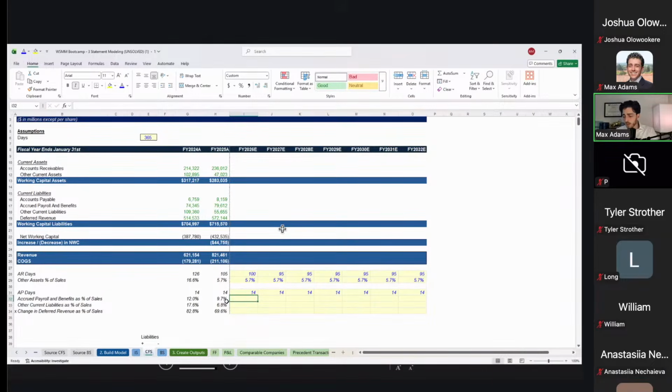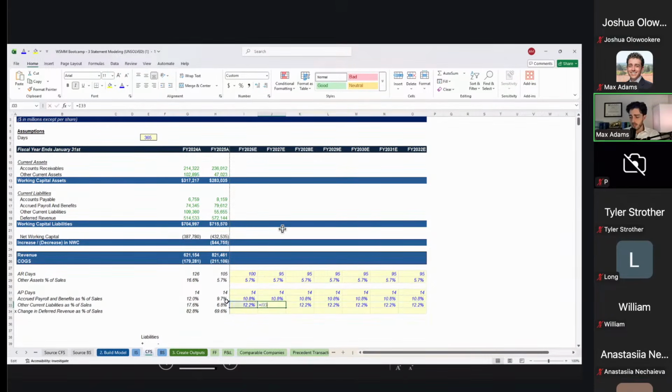Okay, and then accrued payroll as a percentage of sales. On this one, because I don't know if it's going to be more similar to 2012 or 2024, I'm just going to hold that flat at an average. So I'm going to say that's the average, and I'm going to hold that flat. And then for the other current liabilities as a percentage of sales, I'm going to do the same thing here. I'm just going to copy this down.